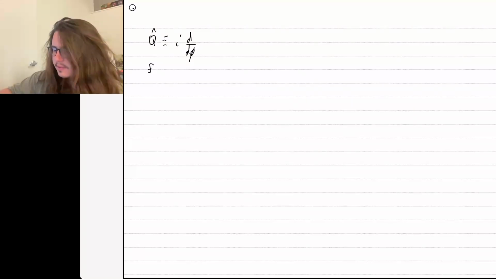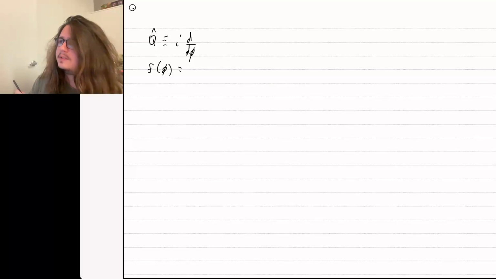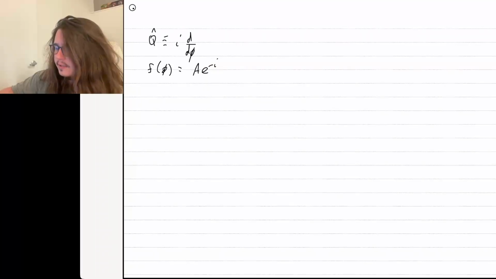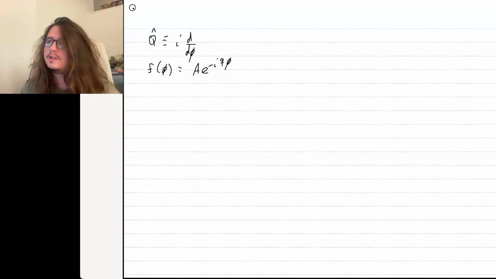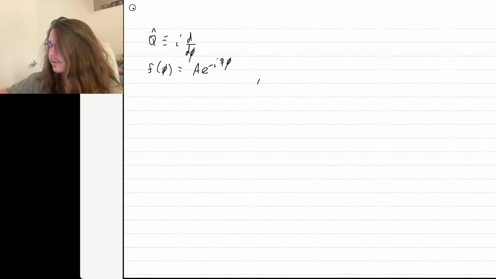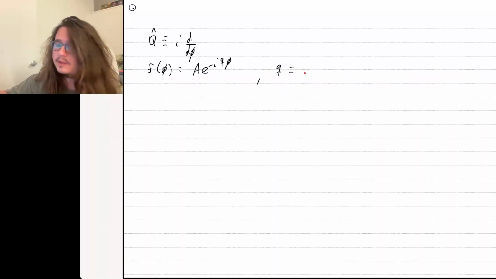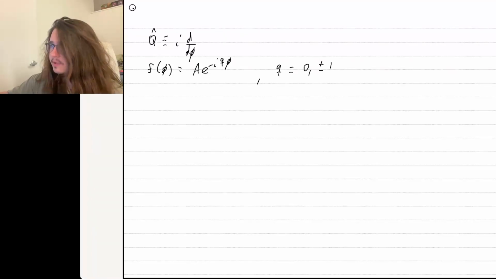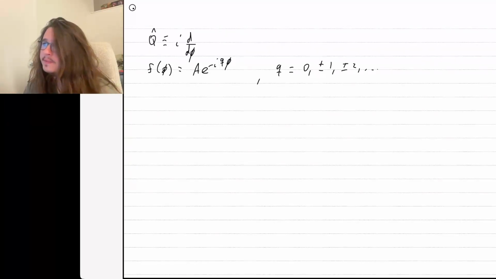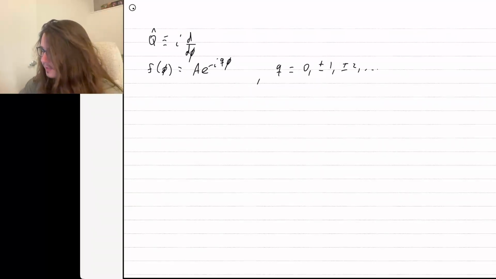Because these are both operators that have been talked about in examples and problems in the past, we already know what the eigenvalues and the eigenfunctions are. For the first one, the eigenfunctions are all A e to the minus i q phi, where A is a normalization constant that depends on which eigenvalue you have. And the eigenvalues are just the entire set of integers. So it could be 0, plus or minus 1, plus or minus 2, yada yada yada. So yes, the eigenvalues are real.